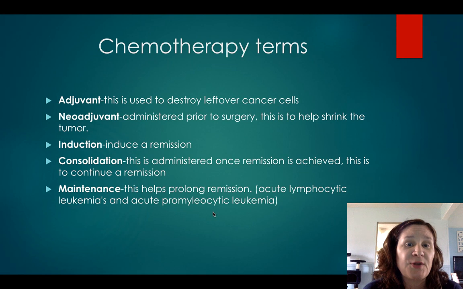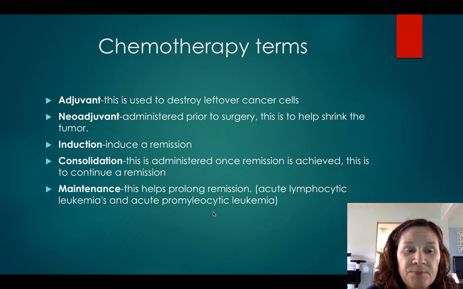So here are some of the chemotherapy terms that you will hear. Adjuvant is used to destroy leftover cancer cells. That is like if a patient had surgery, for example breast cancer, and they had a mastectomy, but they're still concerned that there were cancer cells floating around, they'd receive adjuvant chemotherapy. There's also neoadjuvant chemotherapy. This is administered prior to surgery. For instance, if a patient had a big tumor, they want to shrink that tumor so they don't have to cut through so much. There's also induction, and this is to induce a remission.